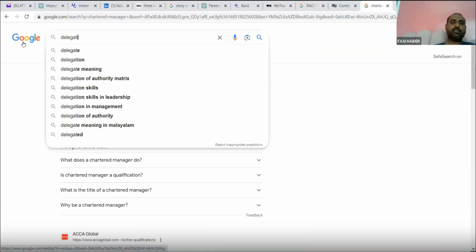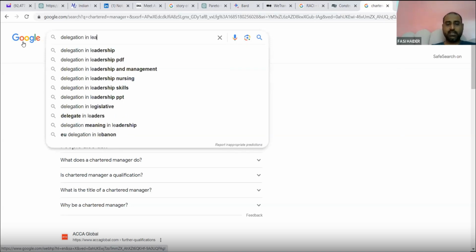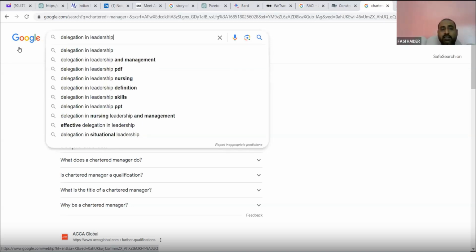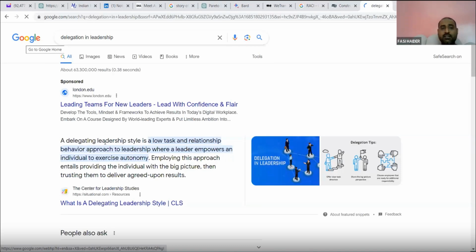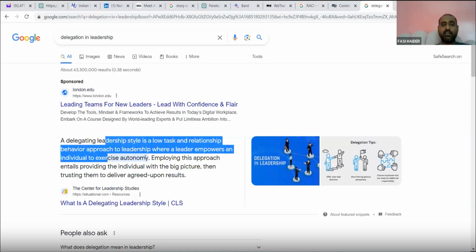Delegation. What is delegation? You tell somebody to go and do this particular thing. A delegating leader is a low task, low relationship behavior leader, where a leader empowers an individual to exercise autonomy. So you tell your employees to do it. You trust your people and you ask them to do it.